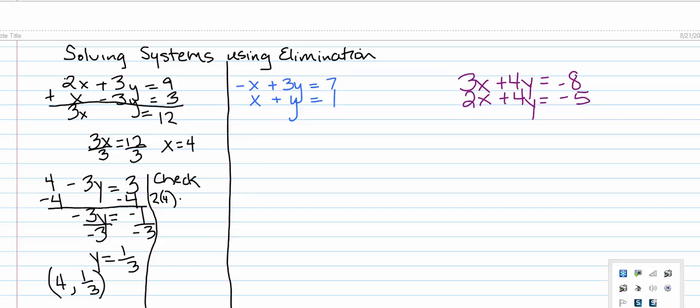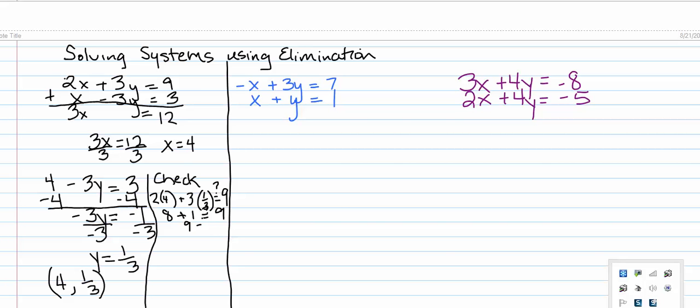If 4, 1/3 truly is the solution to this system, when I plug a 4 in for x and a 1/3 in for y, I should get a true statement when I'm done. Because I have 9 on the right, this stuff over here should equal 9 when you add it together. 2 times 4 is 8. 1/3 times 3, or 1/3 of 3, is 1. Does 8 plus 1 equal 9? Yes. Whoops, that's supposed to be an equal sign.